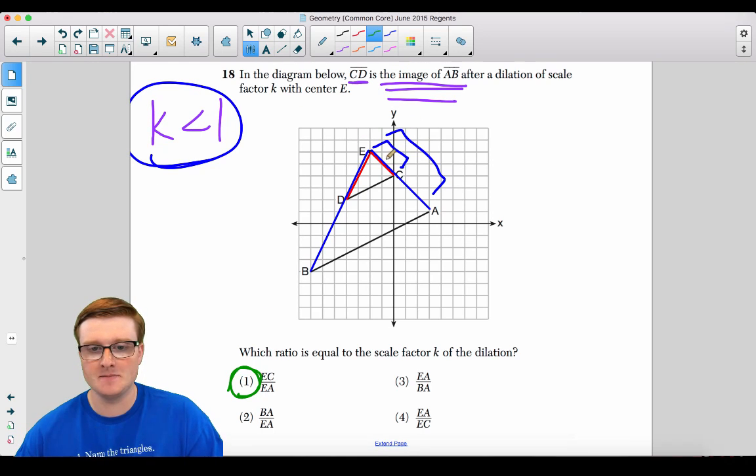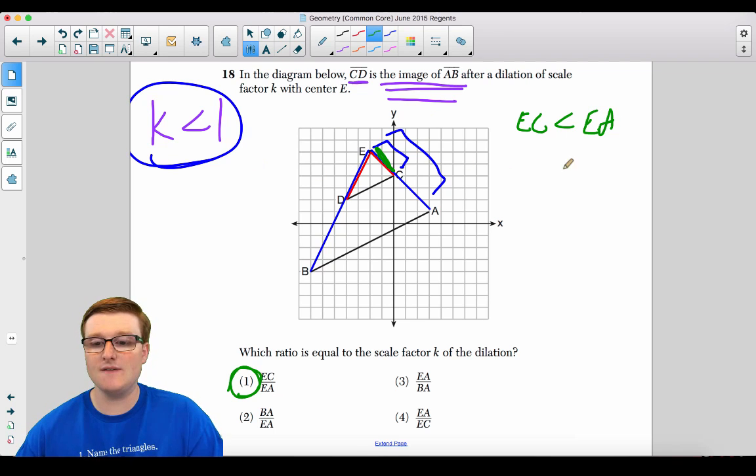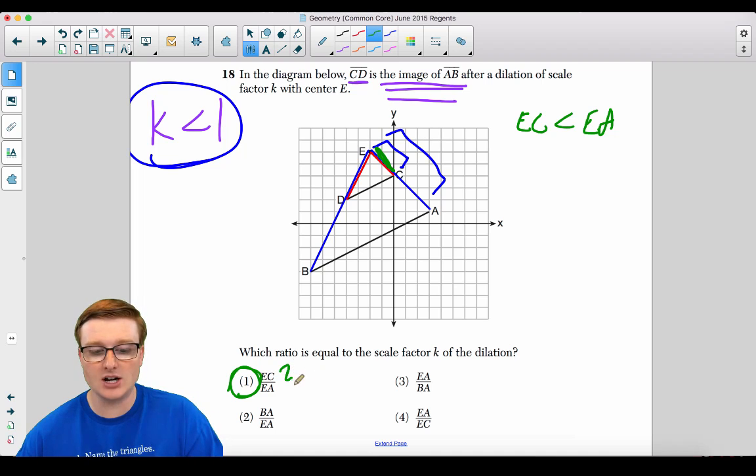Once again, I'll tell you why. EC, the distance of EC, is less than the distance of EA. So therefore, your scale factor immediately is less than the number 1 because this fraction is less than the number 1.